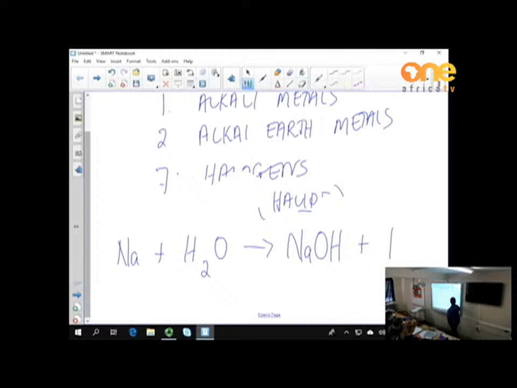Yes, hydrogen gas. All right. And you would be able to catch the hydrogen gas and you can test it. How do I test hydrogen? Burning splint, whistling or popping sound. All right. So all of the group 1 metals will react similarly with water, as if it was an acid. You get a salt plus hydrogen gas.